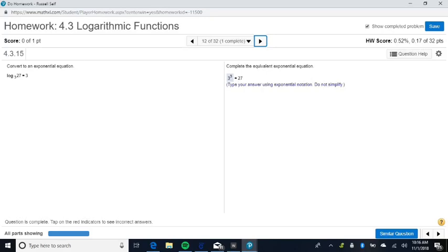Another one, convert to exponential notation. You're just going to move the quantity and the exponent and the base around. Right? You see your completed answer there.